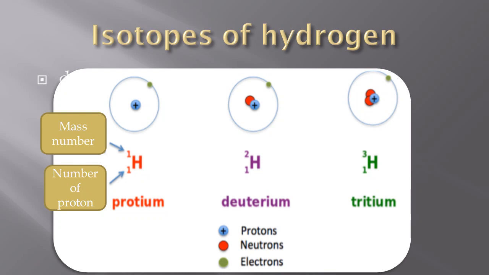But the number of protons in deuterium will be the same as that of protium. Now tritium: for tritium you can see the mass number is 3 and the number of protons is the same. So you can see in all 3 isotopes of hydrogen, the number of protons is the same and the mass number is different, that is 1, 2, 3. So these are the 3 isotopes of hydrogen.